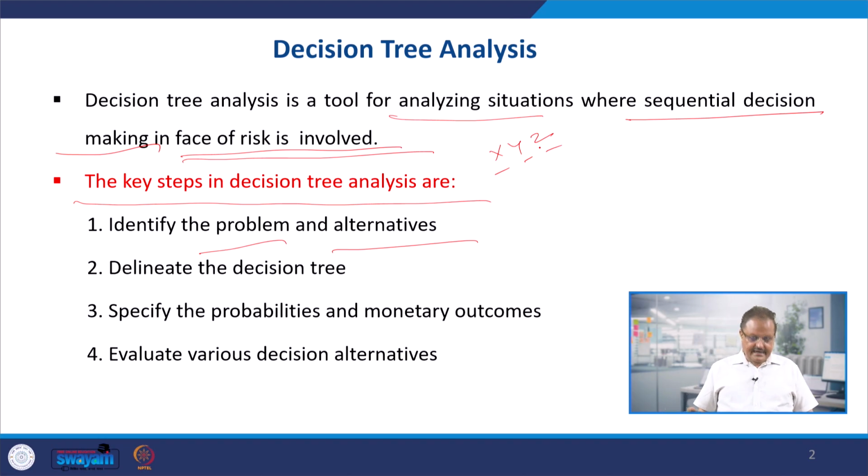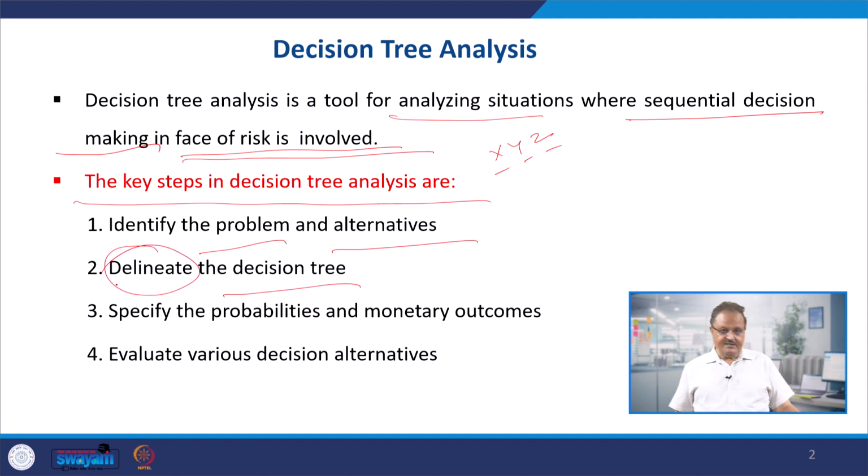Second thing is to delineate the decision tree, meaning designing or developing the decision tree after knowing the problem and the alternatives. And then specify the probabilities and the monetary outcomes. We will have to see what the probabilities are associated with those different decisions becoming successful or not becoming successful.